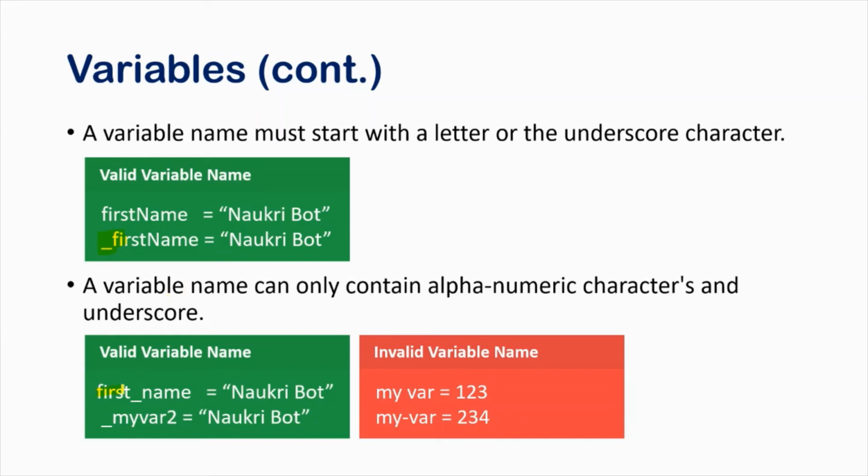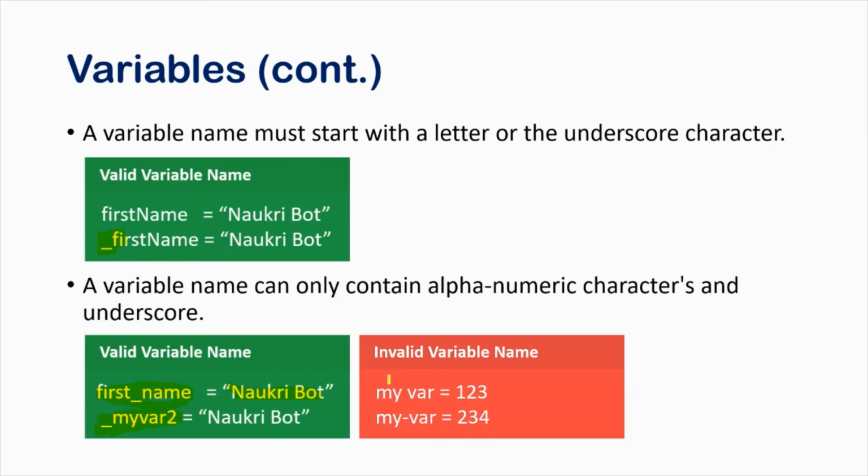So this is a valid type of variable name, first underscore name. It started with a letter and ends with a letter, but it contains one underscore in between first and name. Here we are assigning the data Nokribot inside this variable. In the second example, we can easily see that the variable name is starting with an underscore and ending with a number. So this is also a valid variable name.